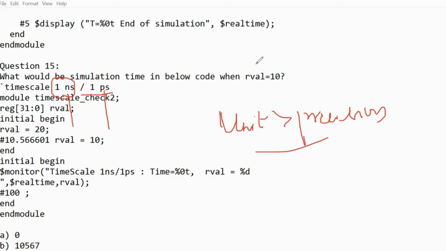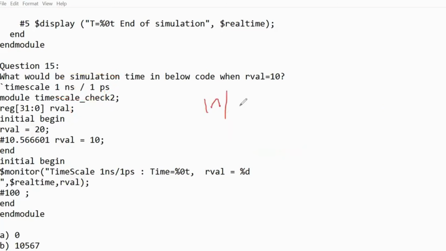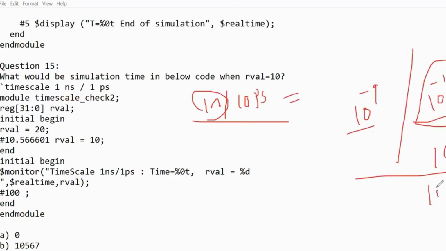That's why it should always be greater. Okay, we can try like 1 ns divided by, suppose we have 10 ps. Then what will we get after doing that? We'll get 100. So 100, we need to divide with all this. Sorry, multiply with this value. Got it.